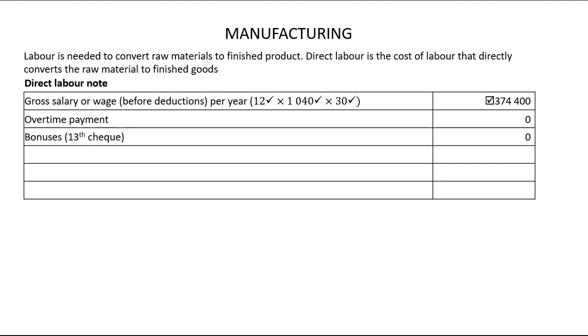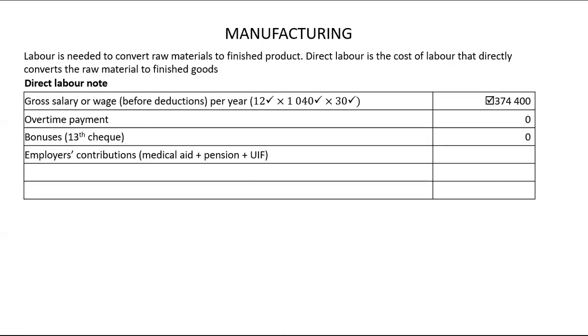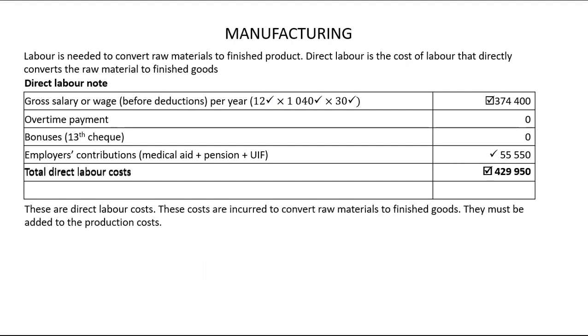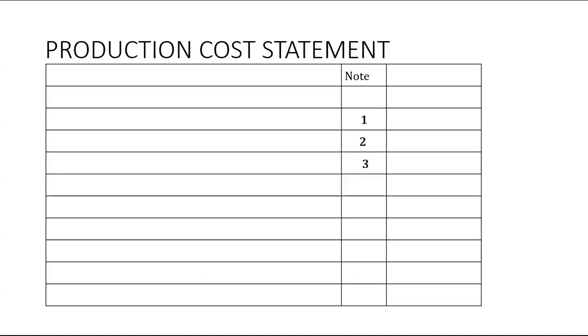But we did have contributions. And how much do we have as contributions? Let me just read further. The total contributions, you see, these are the total contributions made by the employer to the pension and UIF amounted to 55,550. I'm going to add those contributions here as employer's contribution, which is 55,550. Add everything up, it will give you your direct labor cost, which is 429,950. Now that 429,950 together with this 744,500, I'm going to take them straight to my production cost statement.